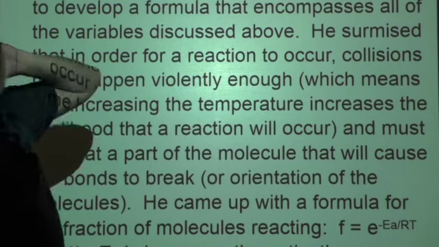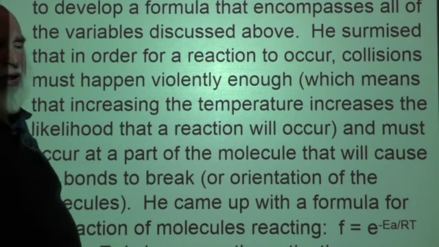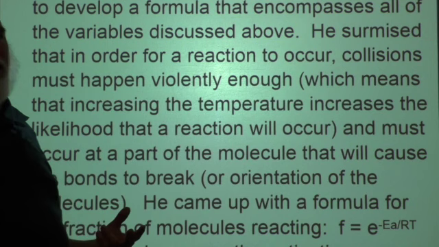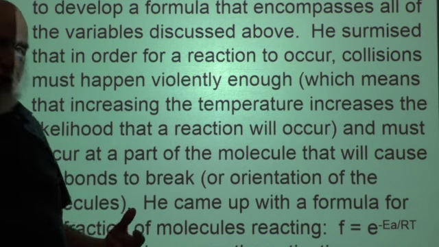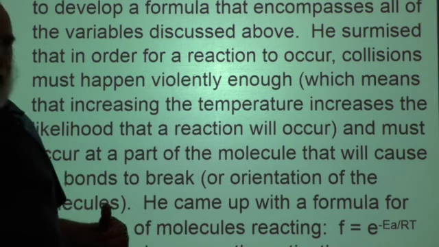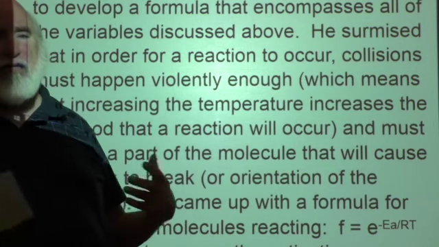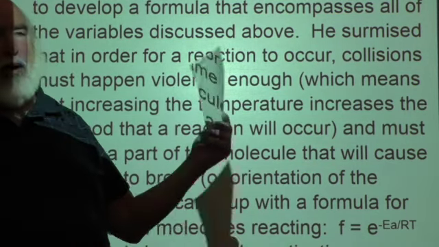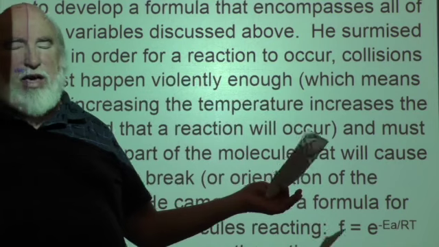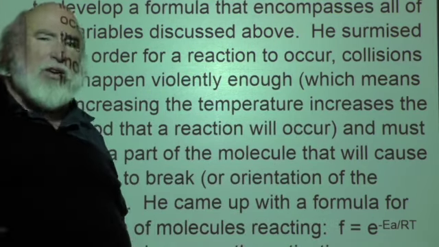Now, what he found in both his experiments and his thoughts following it was that there are really two factors that determine if a reaction is going to occur or not. One is the temperature. As you know, if the temperature is increased, those molecules start going faster, they collide harder, bonds break, dogs and cats living together. Anyway, so we get violent reactions.